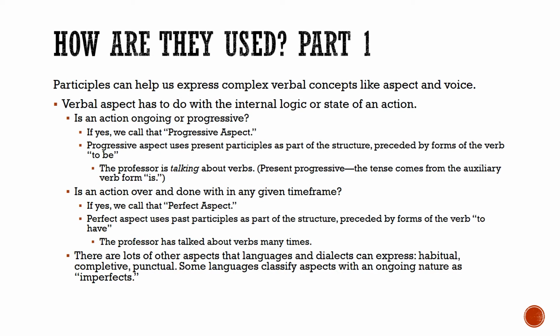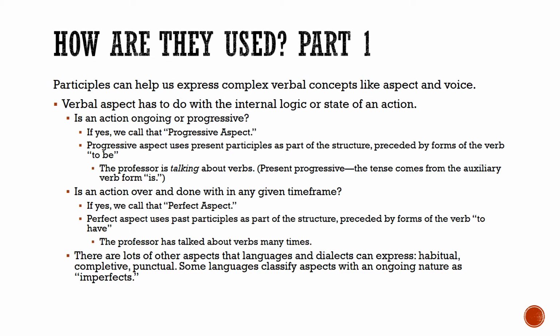How are they used? Now, you will notice there are multiple parts to this. Part 1. Participles can help us express complex verbal concepts like aspect and voice. Well, what are these things? Verbal aspect has to do with the internal logic or the state of an action. It's not like tense. It's not when something is happening, but how is it happening? Is an action, for example, ongoing or progressive? Now, if it is in fact an ongoing action, we call that progressive aspect, and we use present participles as part of the structure to express progressive aspect.